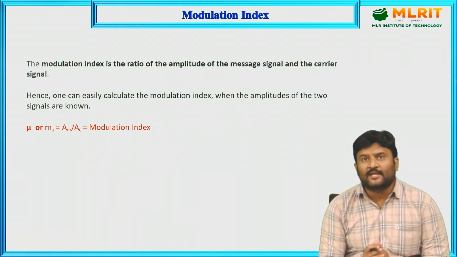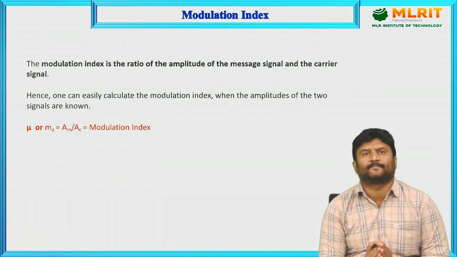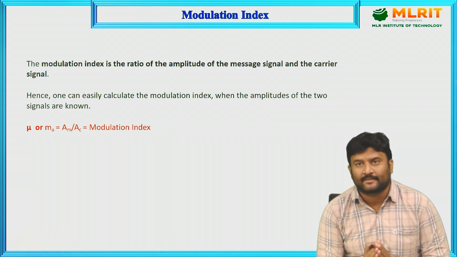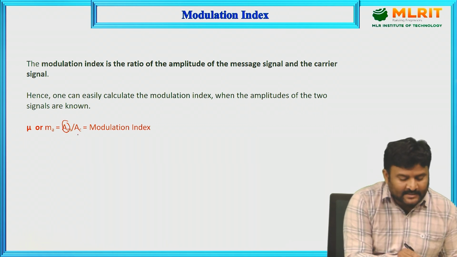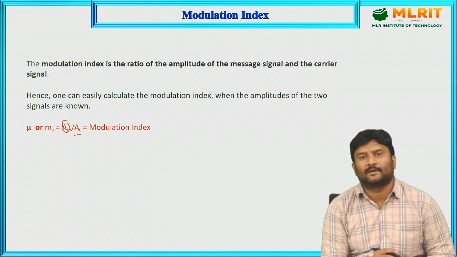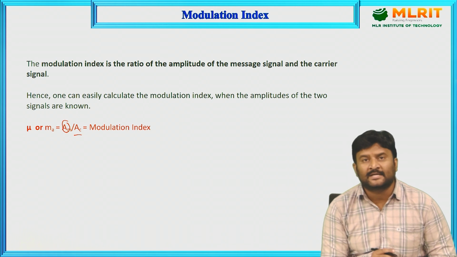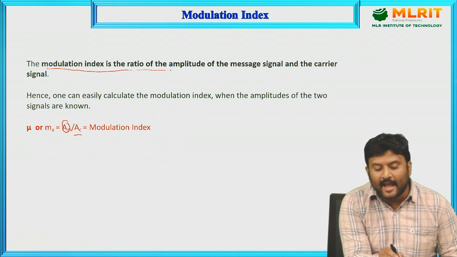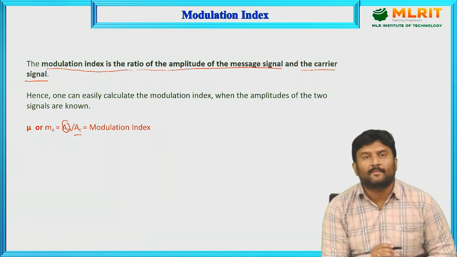Then, what is the modulation index? Simply, the modulation index is the ratio of the amplitude of the message signal and the carrier signal. The amplitude of the message signal is Am, and the amplitude of the carrier signal is Ac. That means mu or m is equal to Am by Ac, that is known as the modulation index. The modulation index is the ratio of the amplitude of the message signal and the carrier signal.